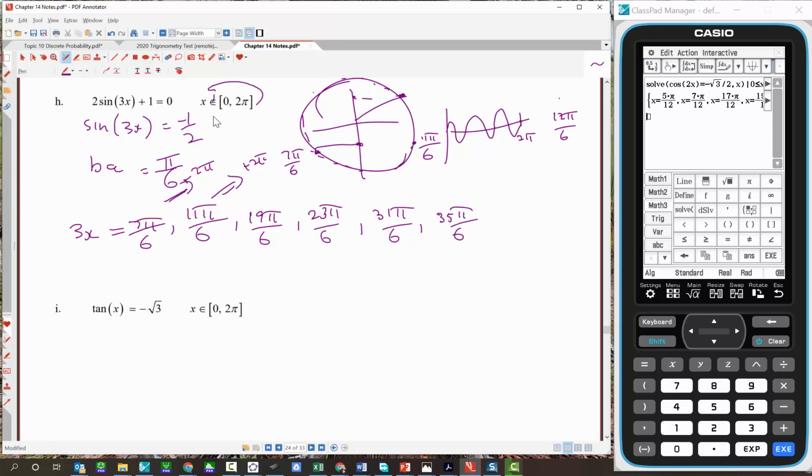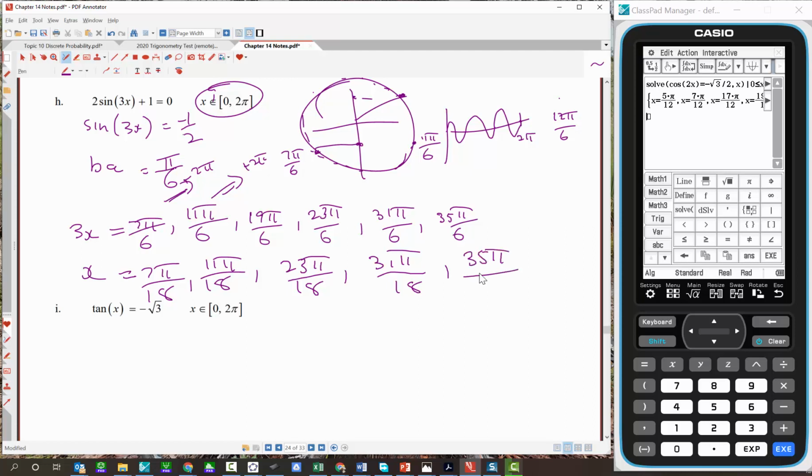All right, so some shocking outer domain solutions, but what we'll do is dilate them all by a factor of 1/3 from the y-axis. So let's divide them all by 3: 7 pi on 18, 11 pi on 18, 23 pi on 18, 31 pi on 18, and 35 pi on 18, which brings all of the solutions back into the domain.